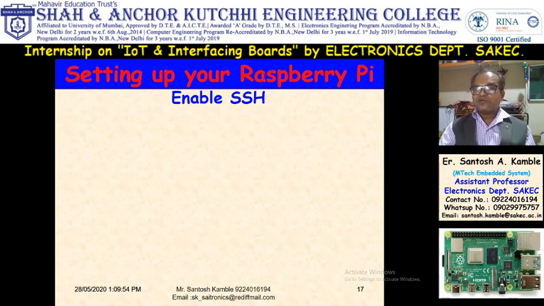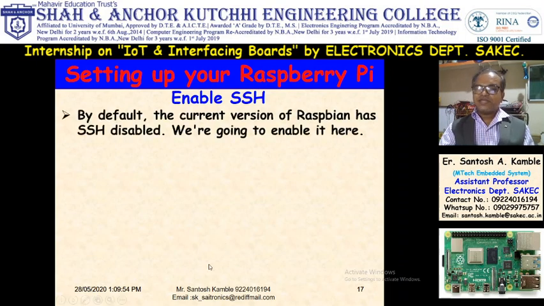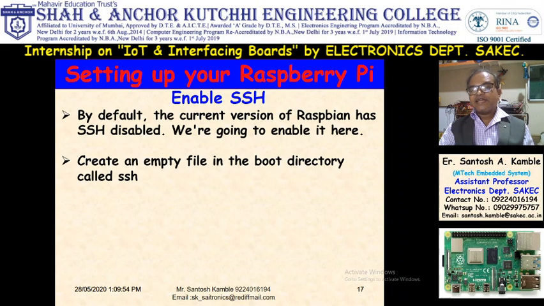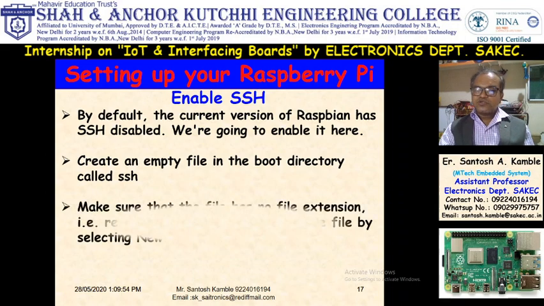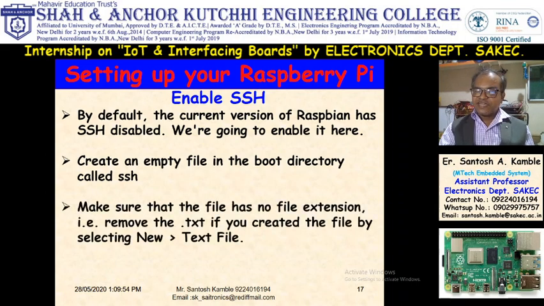Now I want to operate this remotely, and for that you have to enable SSH. By default SSH is disabled, so I have to enable it. How to enable this? For that you have to make one blank file. So create an empty file in the same directory called SSH. The file name is SSH. It doesn't have an extension, so you have to remove the .txt extension.